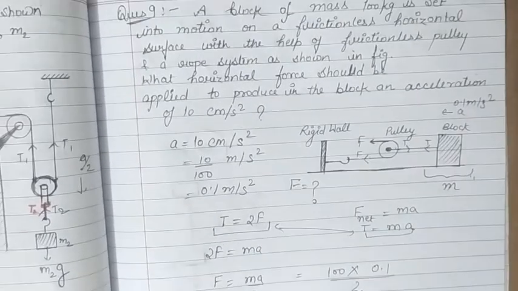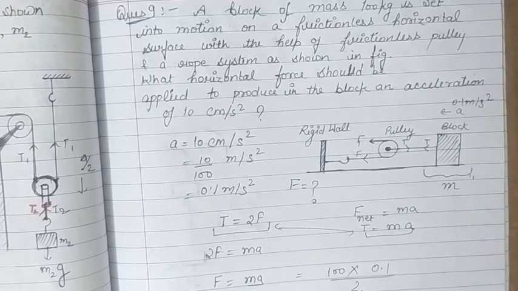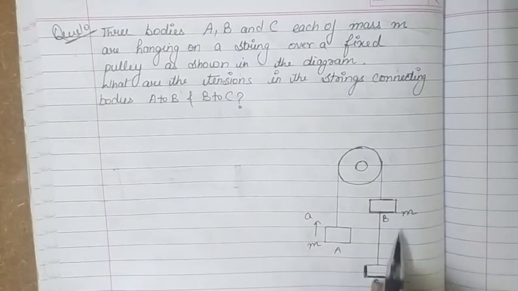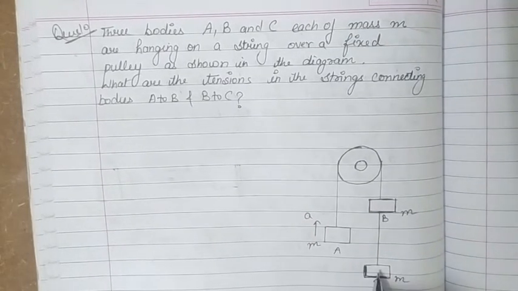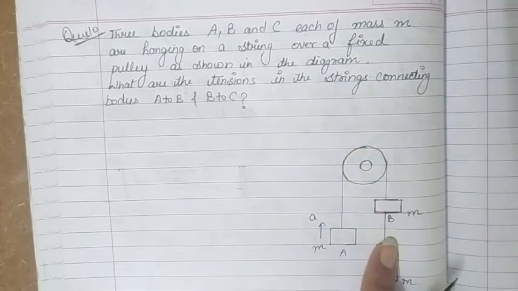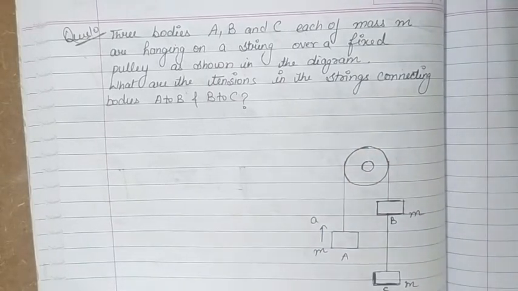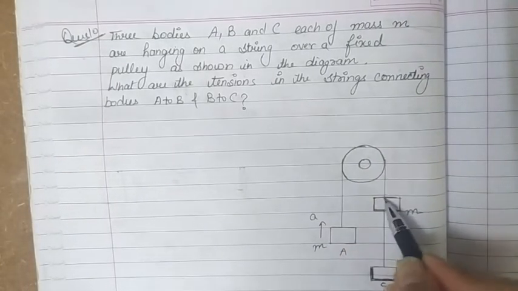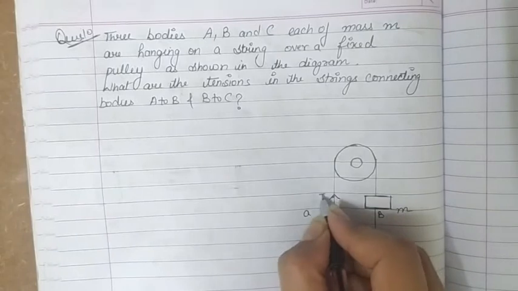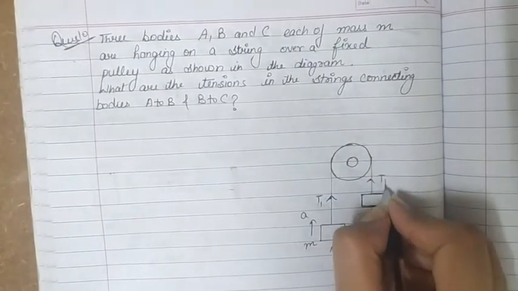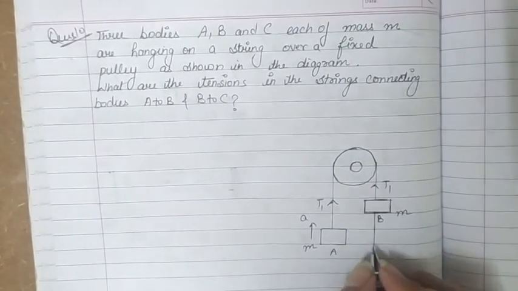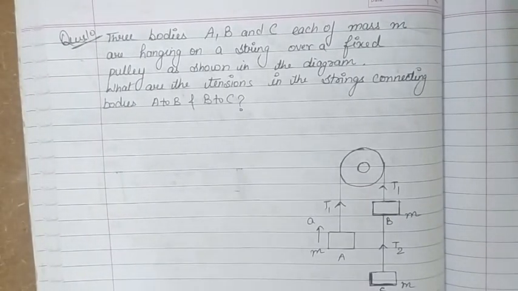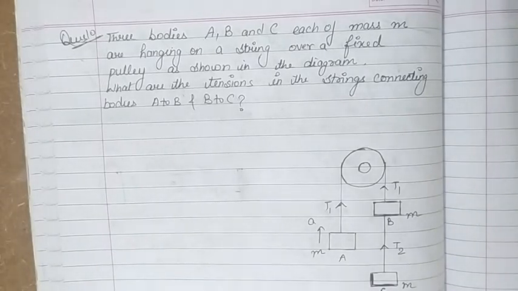Moving to the last question of this video, that is question number 10. According to question number 10, there are 3 bodies A, B and C, each of mass m, hanging on a string over a fixed pulley as shown in the diagram. Now what are the tensions in the strings connecting the bodies? So this is the same rope till there, right? So here the tension will be T1, then the tension here is also T1, but in this section it will change and it will be T2. So now we have to find the tensions T1 and T2, right? So we have to do the same work with the same concept.